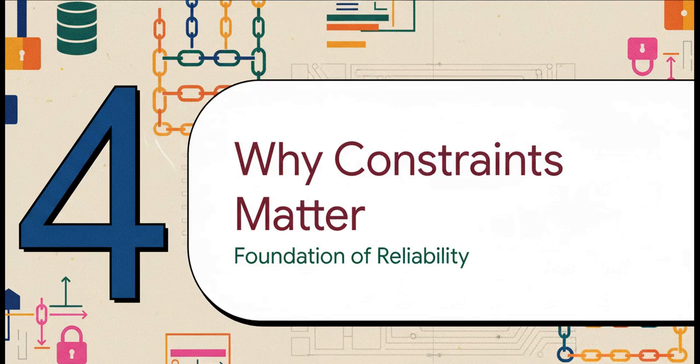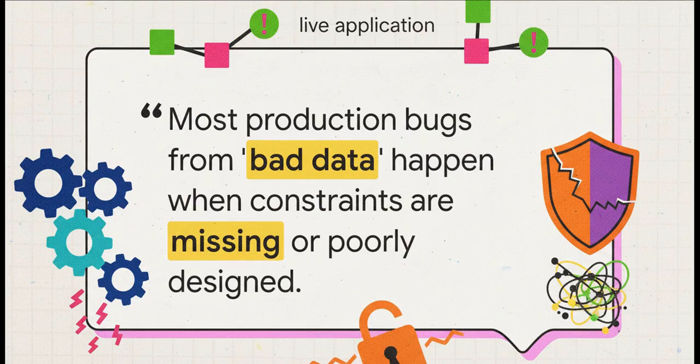Okay, so let's zoom out and bring this all home. Why did we just spend all this time talking about these database rules? Because constraints are not just some nice-to-have feature. They are the absolute foundation of any reliable, trustworthy application. This right here, this is the whole point. When things go wrong in a live system, when users start seeing weird errors or the data just looks wrong, so often you can trace the problem right back to this, a constraint that was missing or one that was poorly designed. They are your first and your best line of defense against bad data bugs.